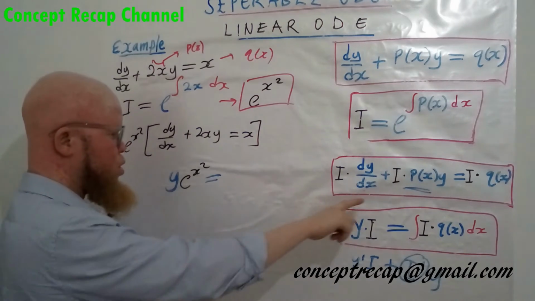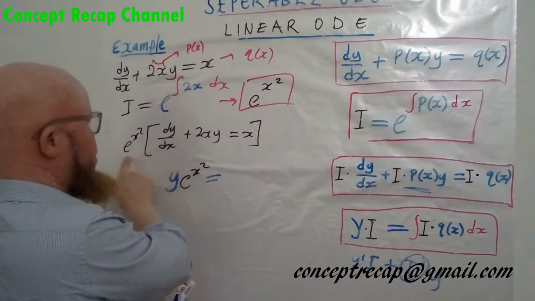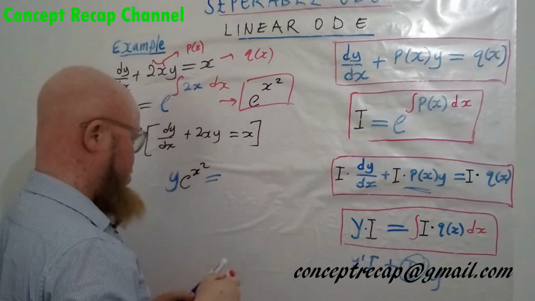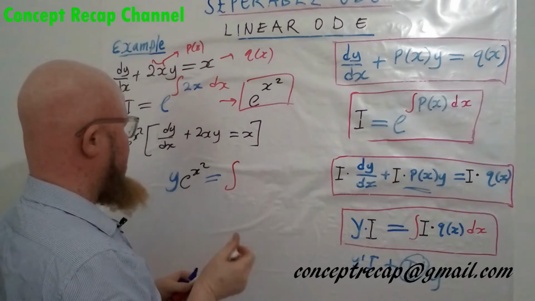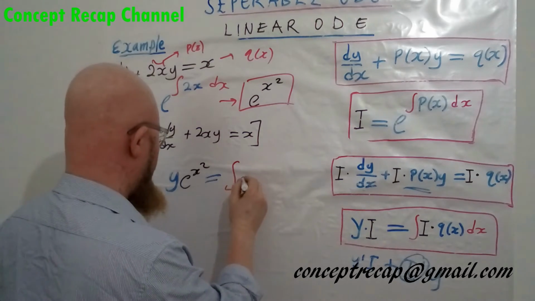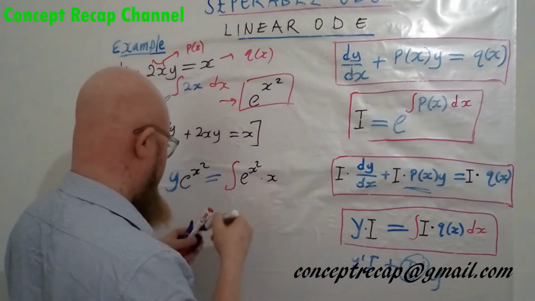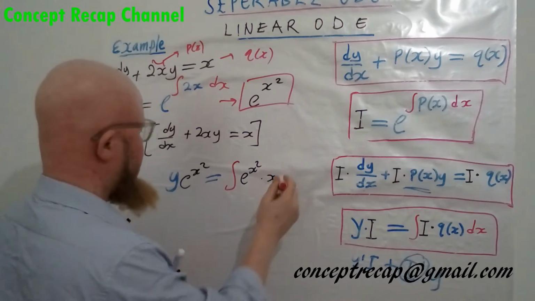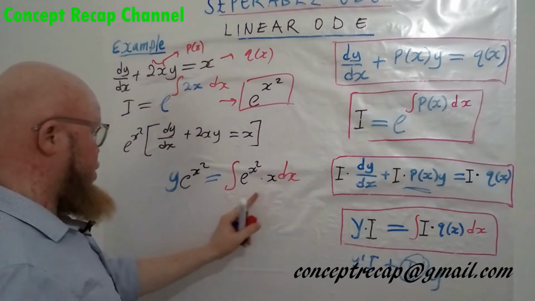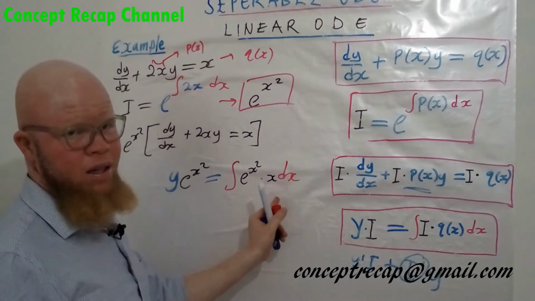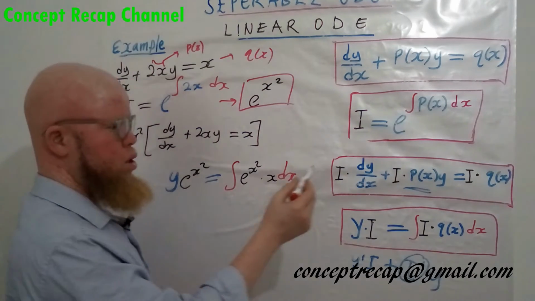This right hand side becomes, if you multiply this by e to the x squared, something like this. You have your integration factor, e to the x squared, multiplied by x, and that dx. So that's how it will look. After it reaches this stage, you have to find the integral here.